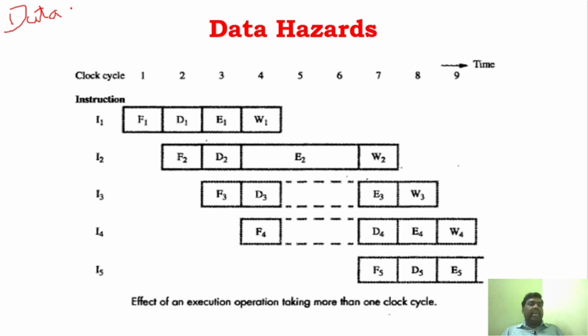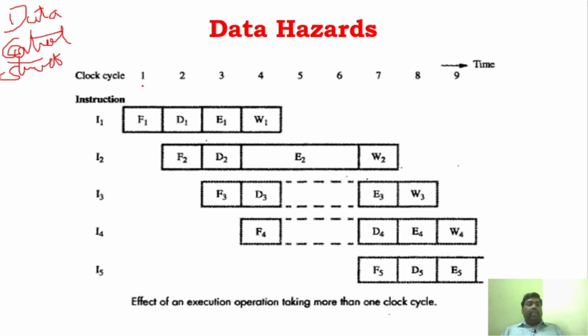We will see hazards in detail in the next video. Here, we are just seeing what a hazard is and how it affects the performance of the processor, the pipelining. So there are 3 hazards. One is data hazard, another is control hazard or instruction hazard, and the next one is structural hazard. Now this is an example of a data hazard.